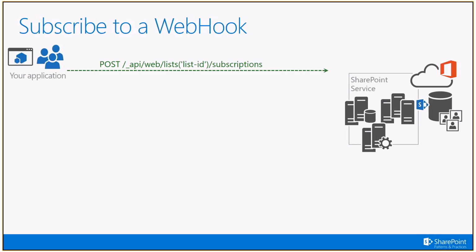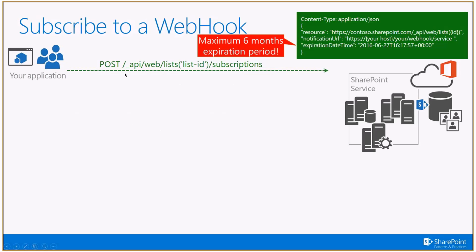Okay, so the following slides will show you how to subscribe to a webhook and then what happens when a webhook fires and how to handle that. So let's first start with subscribing to a webhook. What you need to do. At first, your application will need to make the subscription. Essentially, that means we're doing a post to a REST endpoint, which is the lists/subscriptions endpoint, and we provide information in JSON format about which list do we want to subscribe.